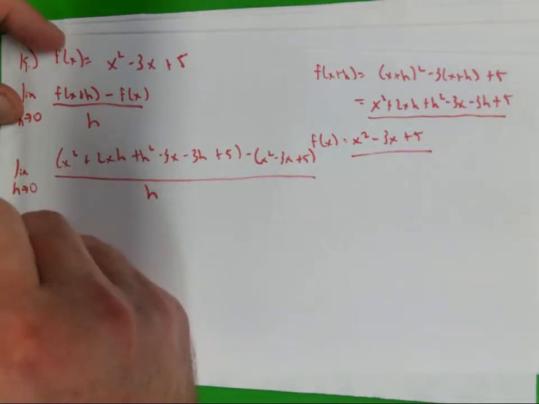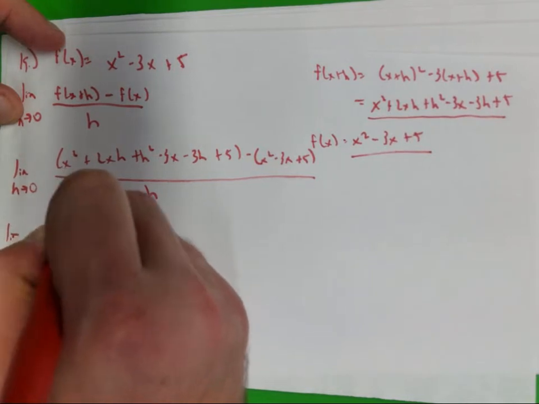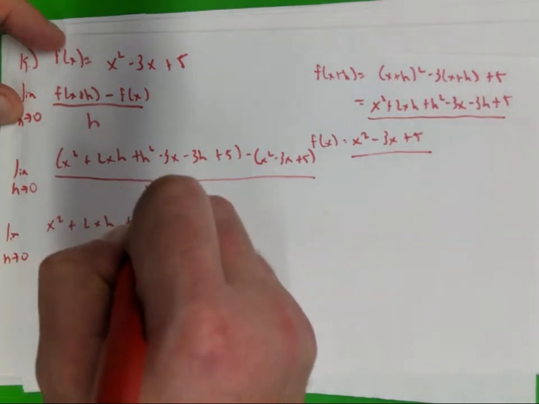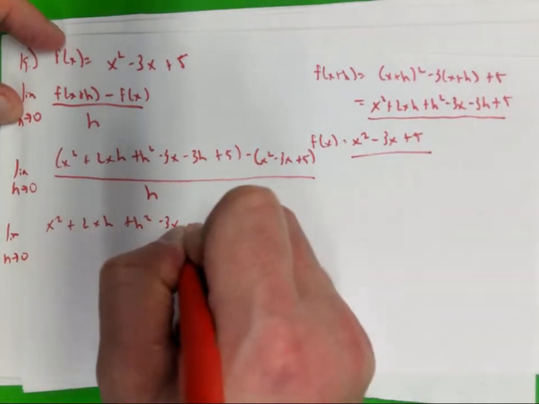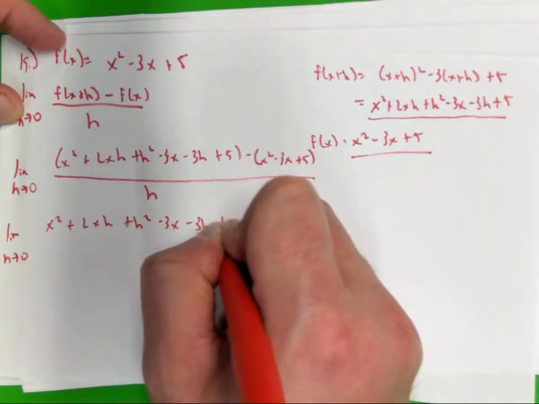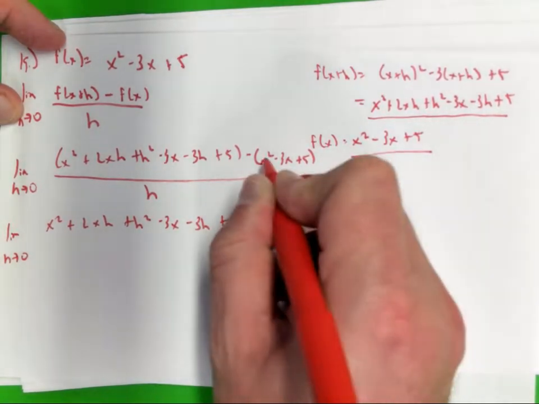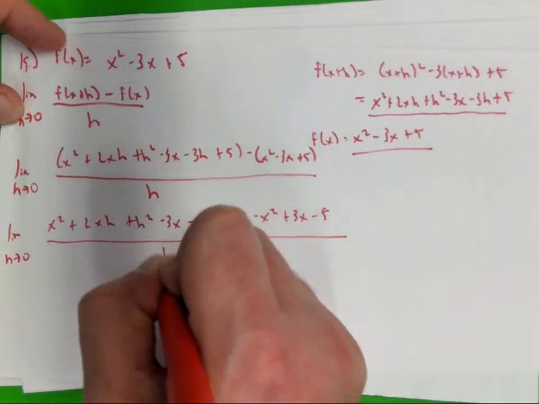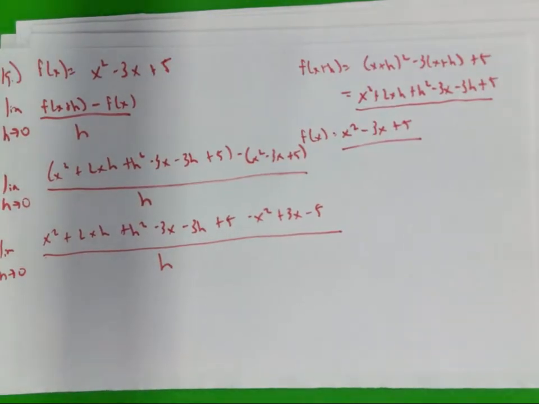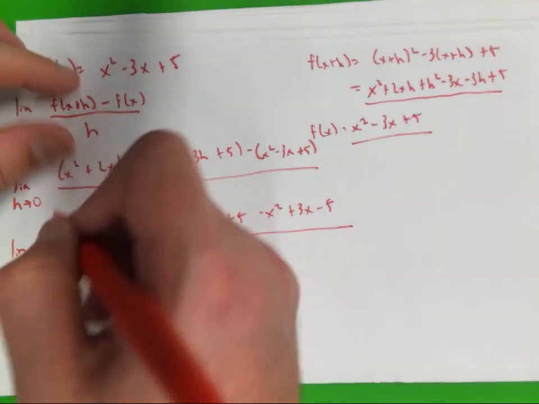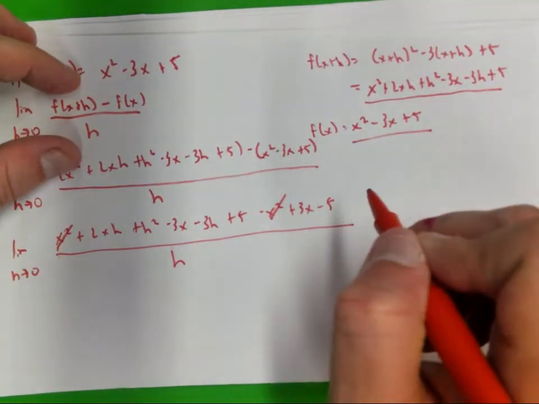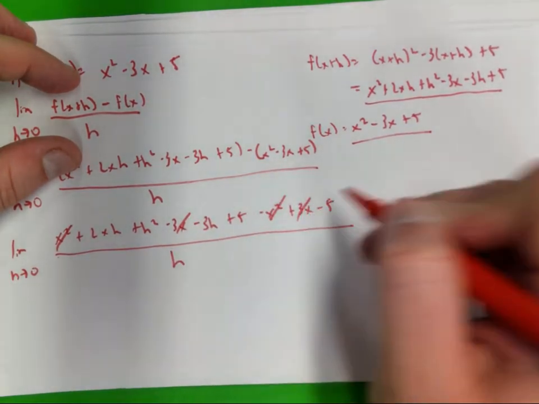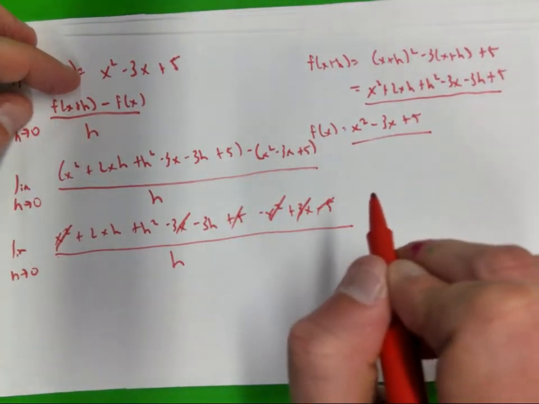Rewrite that. The limit as h approaches 0 of x squared plus 2xh plus h squared minus 3x minus 3h plus 5 minus x squared, changes all signs, plus 3x minus 5, all over h. Remember, everything that doesn't have an h should cancel out here. So let's look for our x squares. They cancel out. Our negative 3x and 3x cancel out, and our 5 and negative 5.